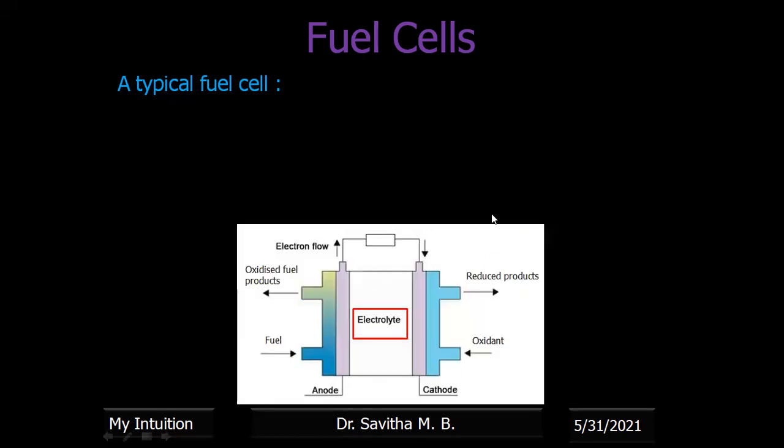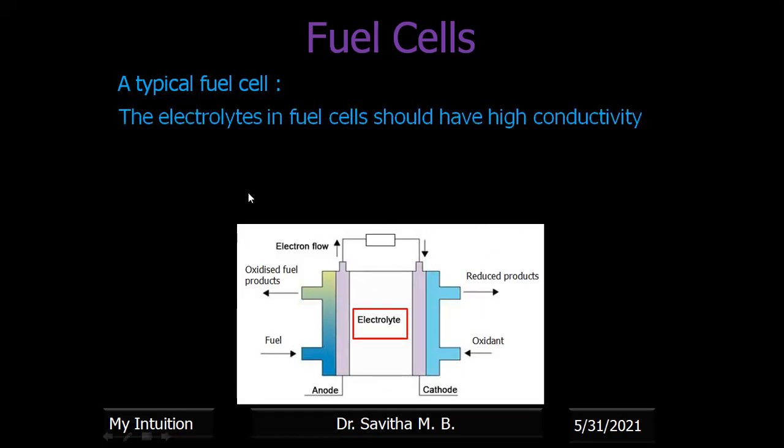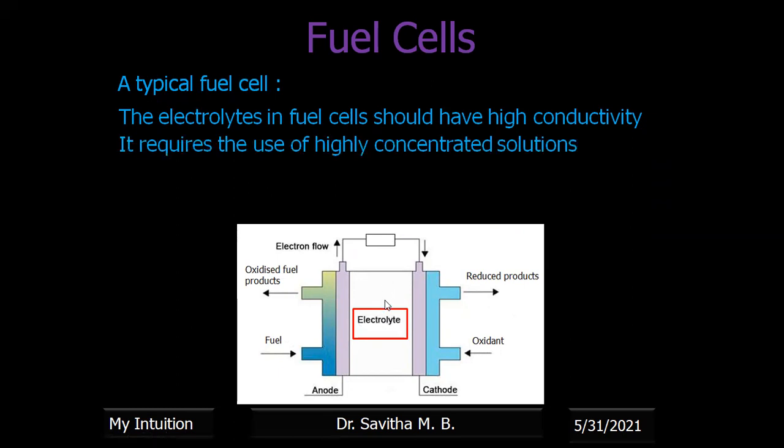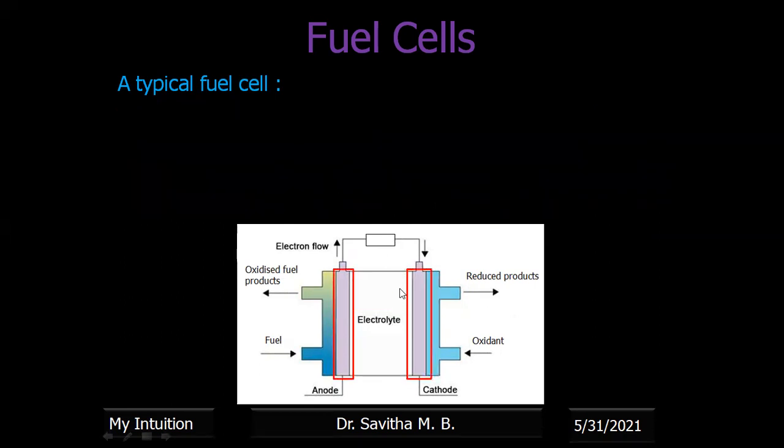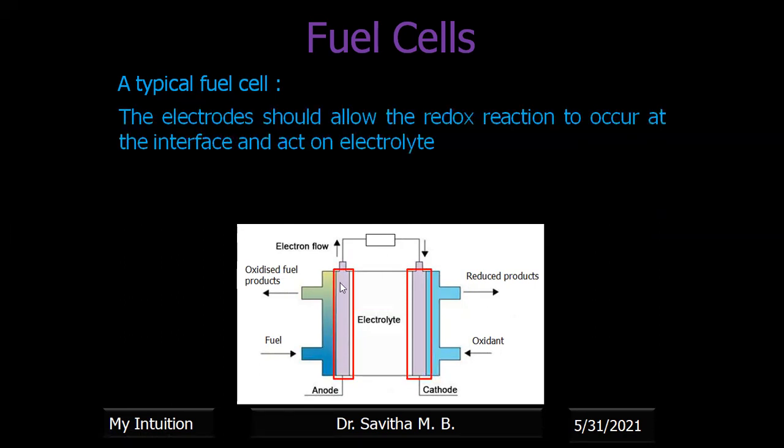Right. Now, if you see the reactions, the electrolyte is the one which connects the anode and the cathode, the fuel and the oxidant. Now, the electrolyte: what are the properties? The electrolyte in a fuel cell should have very high conductivity, and for this reason, highly concentrated solutions should be taken as electrolyte. Acids and alkali are preferred based on the fuels and the oxidant used.